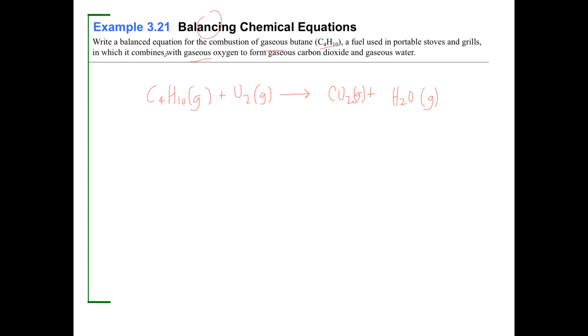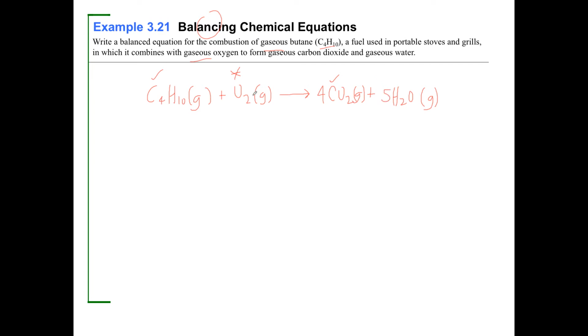Now I've got to balance it. All right. So I'm going to go left to right, but I'm going to take the element that's by itself and do that last. Left to right. So 4 carbons and 4 carbons. Boom. Boom. Now, hydrogens, 10, and I can make that 10.